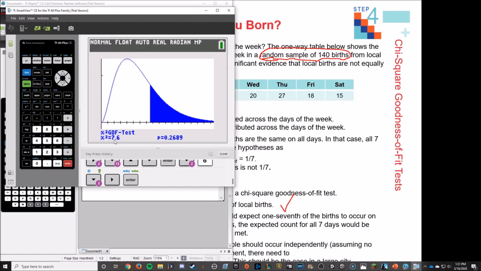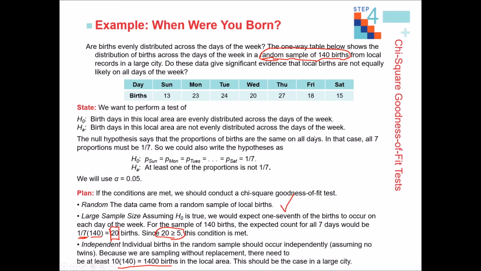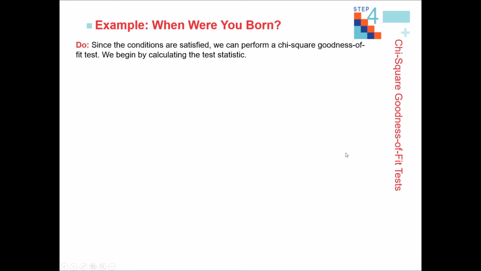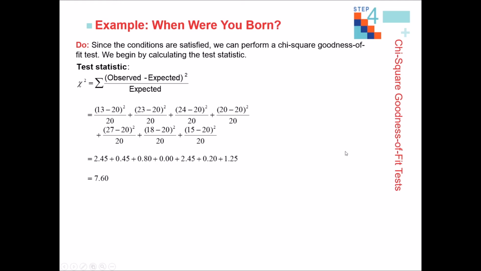The chi-square statistic was 7.6. The p-value is 0.2689. Now, a p-value of 0.2689 is going to be non-significant, meaning not statistically significant, meaning, we'll get to this on the next slide, we're probably going to fail to reject. So let me just walk you through the math.